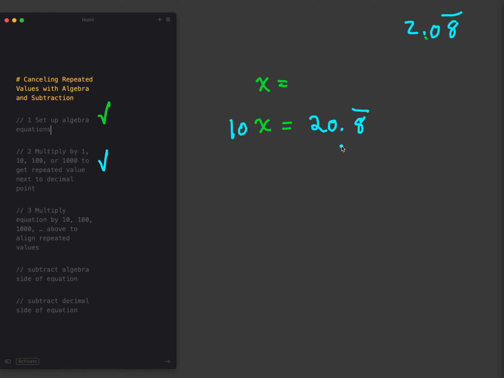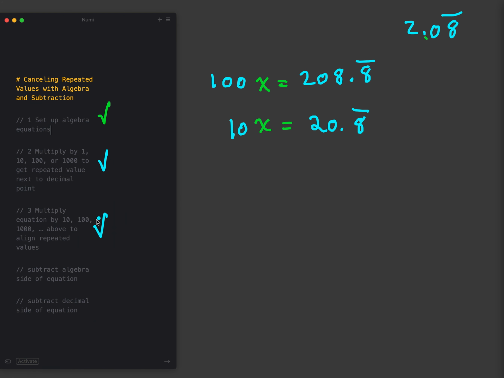So we can multiply by 10. And so if I multiply 10 by 10, that's going to be 100. And if I multiply 20.8 repeated by 10, well, I'm going to move the place value once. And so I'm going to have 208, and then comes the decimal point. And then I can do 8 repeated like this. And so now I have multiplied the top by 10.